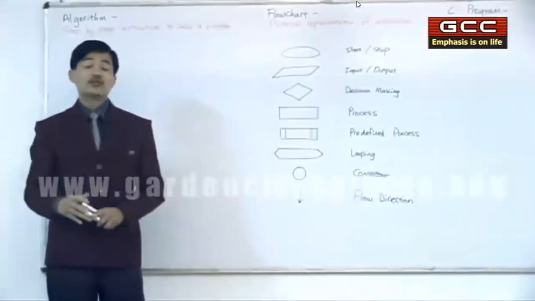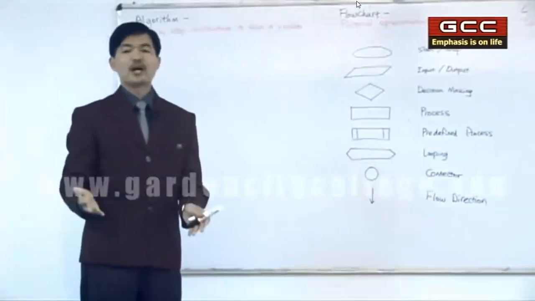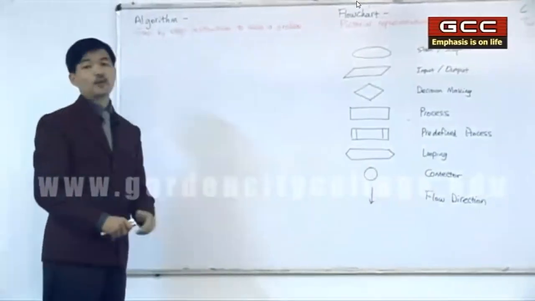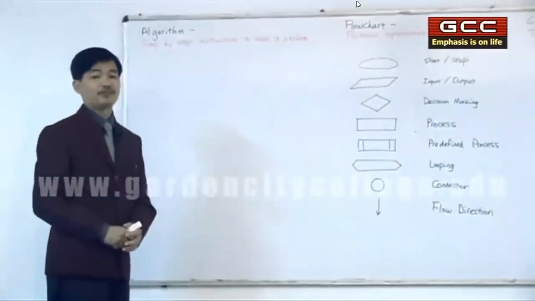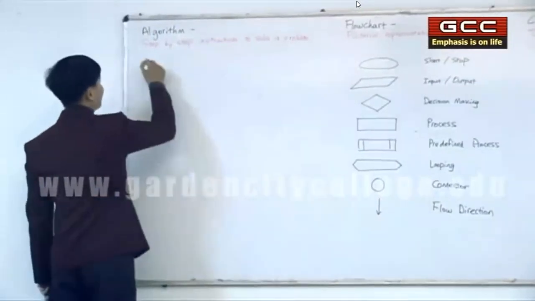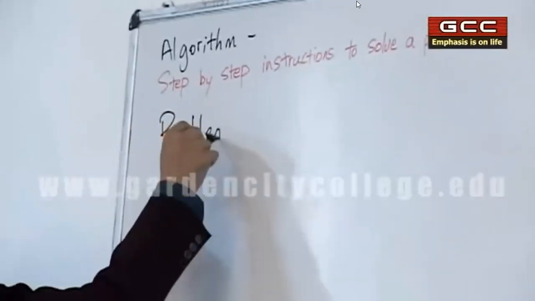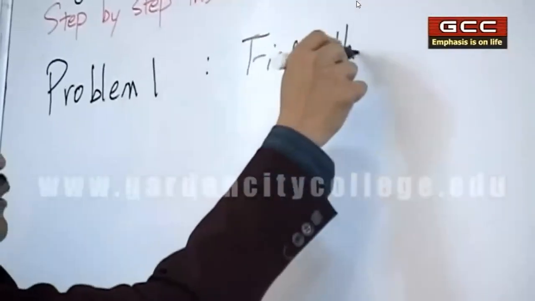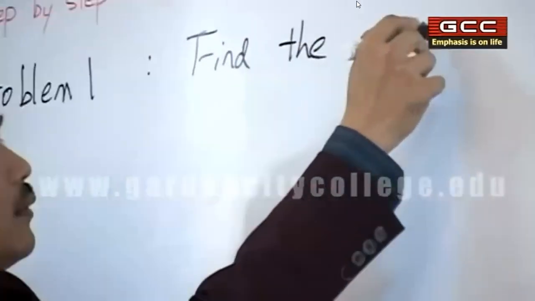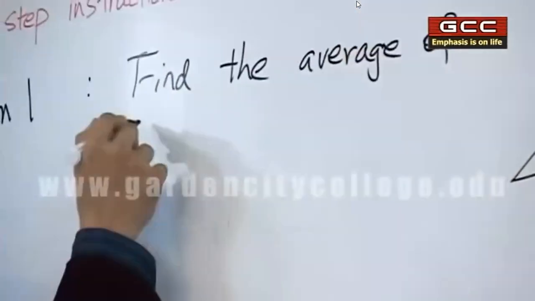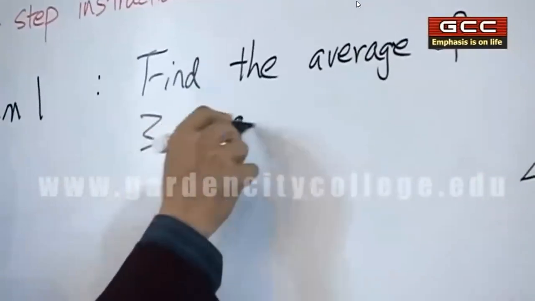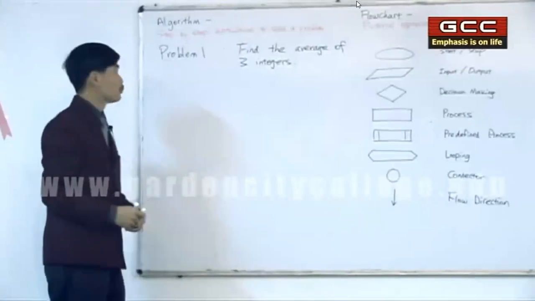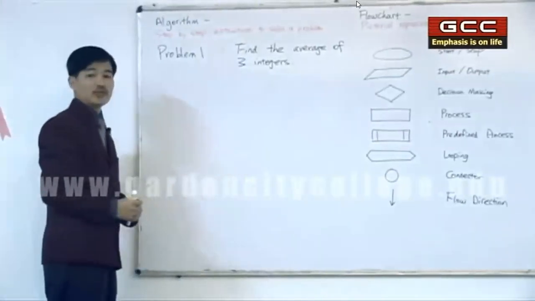First, we need to have a problem. From this problem, we will see how we can use algorithm and flowchart to solve it. Let's say we have the first problem: we need to find the average of 3 integers. This is a very simple problem. How do we use an algorithm to solve it?